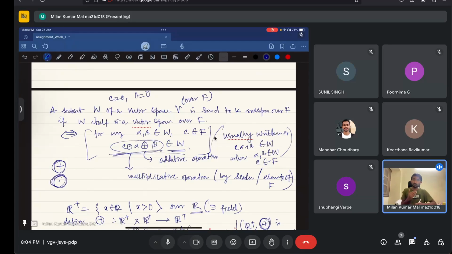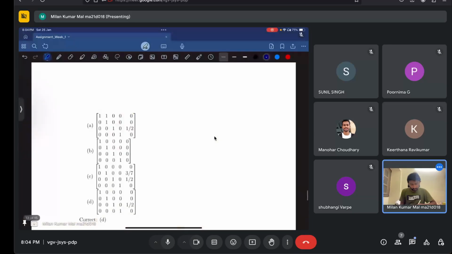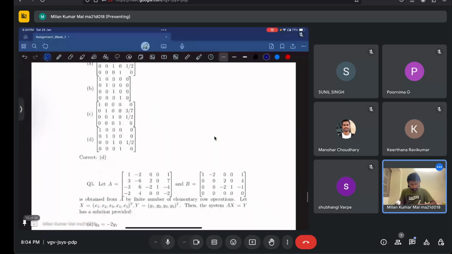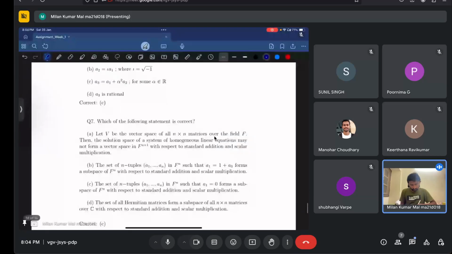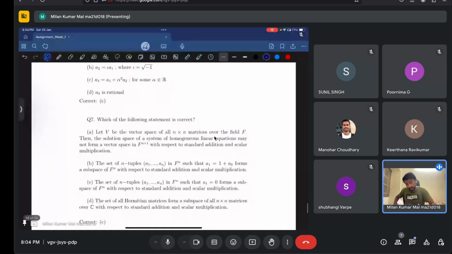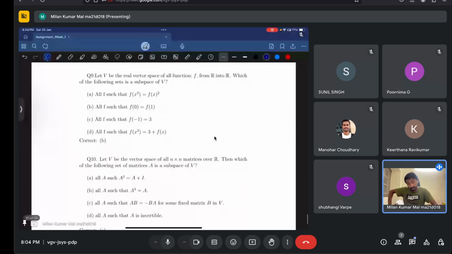If 0 is not there, so no need to check anything. Okay. So one example was there. I'll just give an easy short example. I'm just trying to say: let V be the real vector space of all functions, and after that we'll stop.